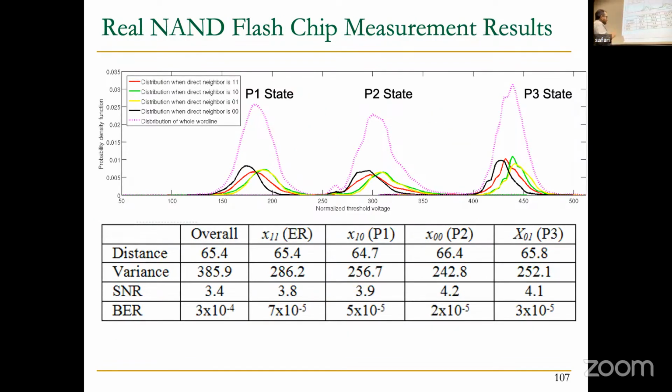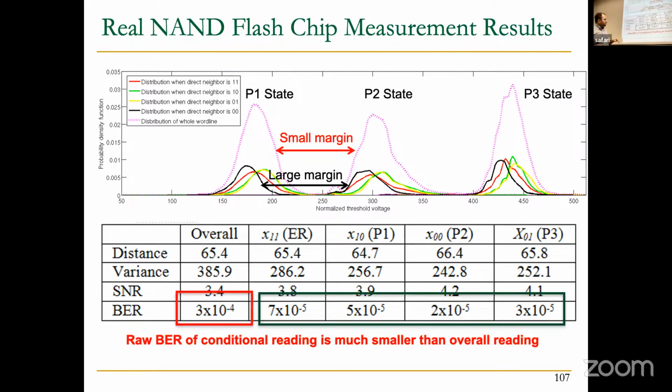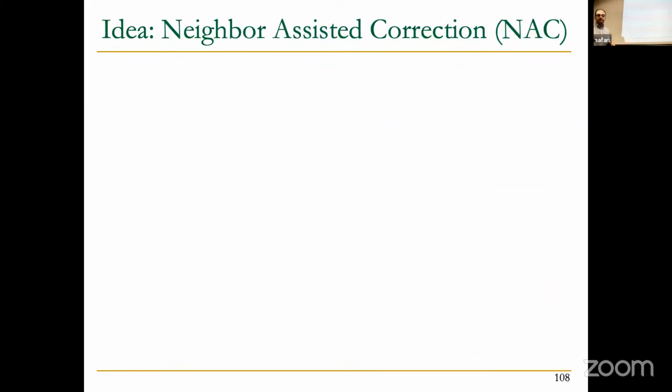So here are the results. If you use only the overall understanding, where you have the overall distribution and you want to find the optimum voltage for the overall, you have a 3 times 10 to the power minus 4 bit error rate for the analysis that we have done in this paper. But using conditional reading, you can reduce the bit error rate by 1 order of magnitude, which is quite significant.